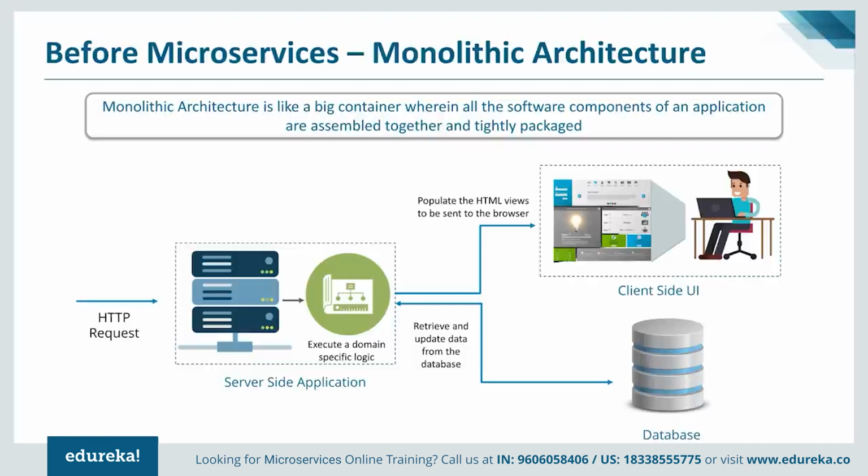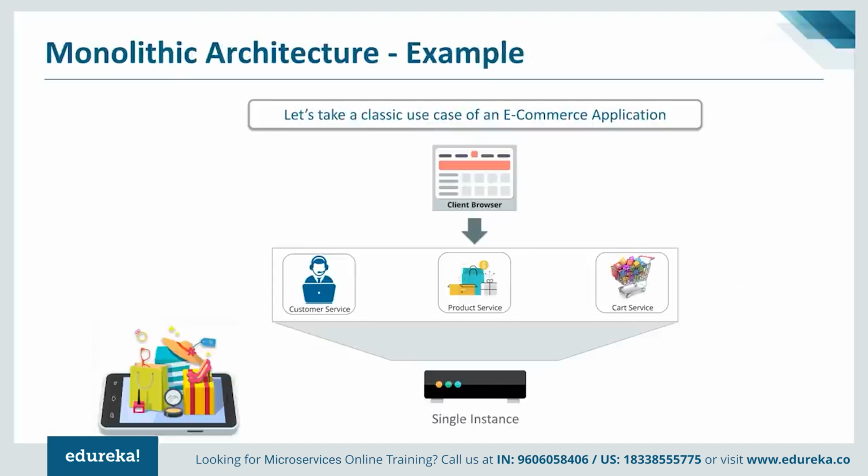I'll give you a better example of what exactly monolithic architecture is. Let us discuss a classic example of an e-commerce website like Amazon or Flipkart. Everyone visits these websites quite often, so that's a perfect example to explain this. Let's understand what monolithic architecture means with this example. In a basic e-commerce application, we have a customer service, product service and cart service, which a customer can access through their browser, right?